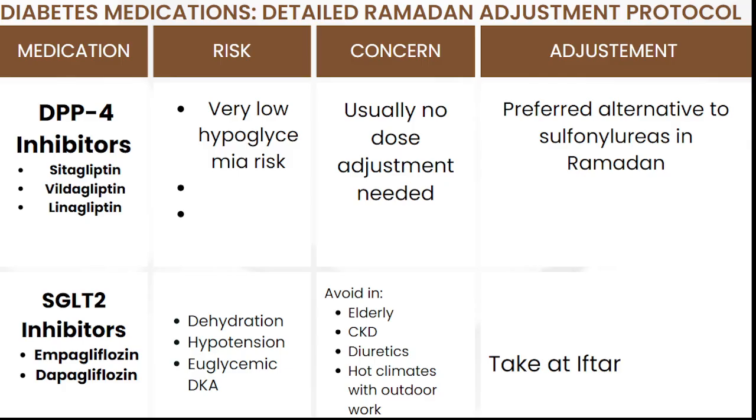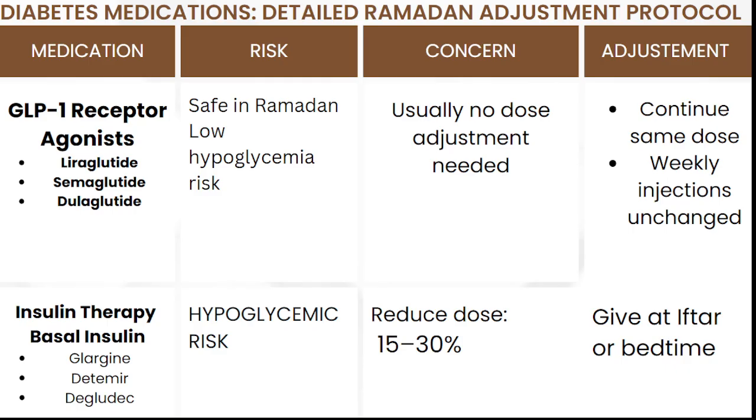The medications like glucagon-like peptide one receptor agonists like liraglutide, semaglutide, dulaglutide. This group is not used only as anti-diabetic medication. It is used also for obese patients, to decrease weight. So this medication is safe, and also no dose adjustment is needed, because mainly they are used once weekly. And this is an injection, so no need to change anything.